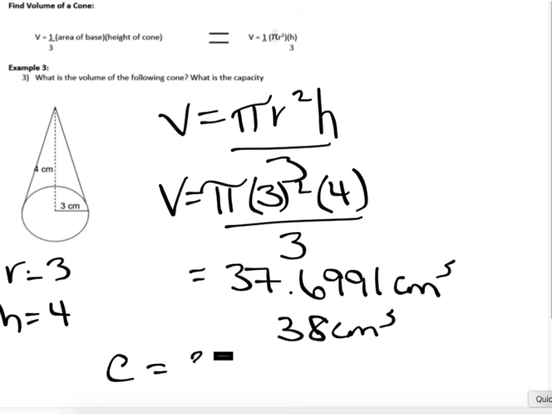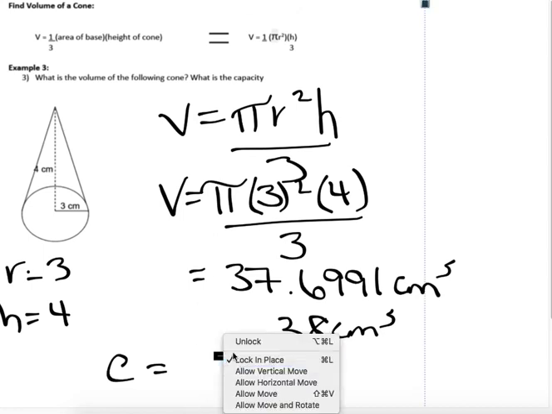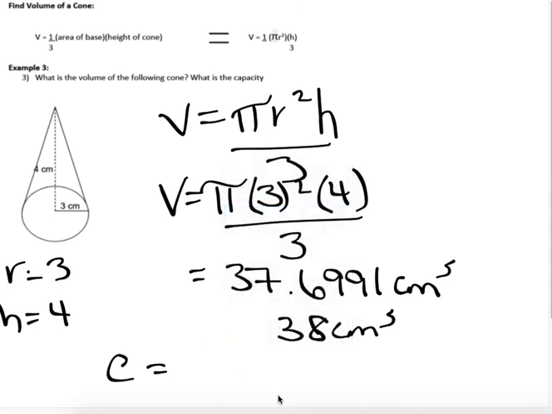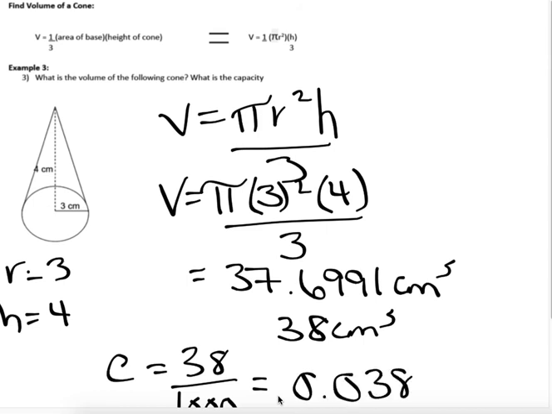So I have 38. My bad. Here we go. Let's get rid of whatever this is here. For some reason, I've got a weird shape showing up. Let's delete that. There we go. So now we're going to go back and we're going to have 38 centimeters cubed divided by 1,000, and I'm going to get 0.038 liters. Remember, capacity is in liters, volume is in cubic units.